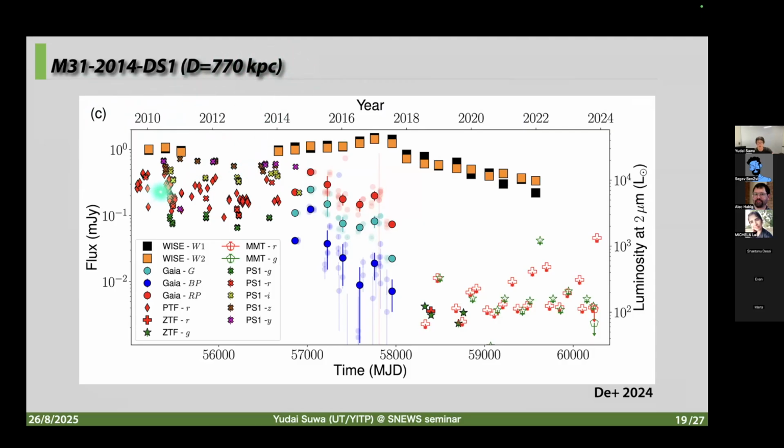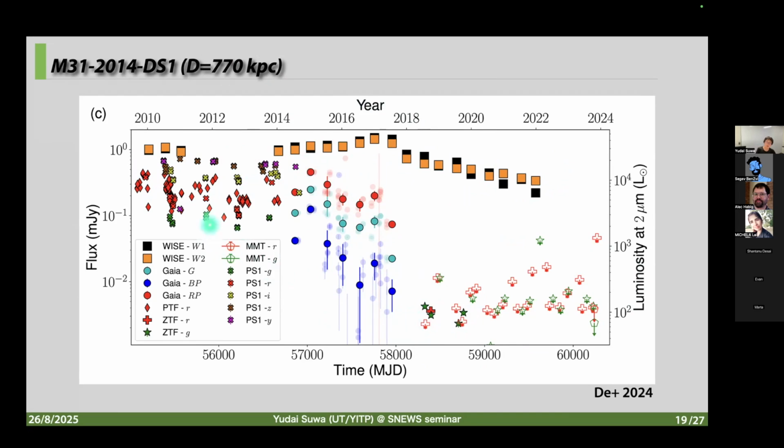And the light curve of this object, this is the infrared light curve. It's almost constant, but at some point it becomes dimmer and dimmer gradually. But when we look at the optical observation, these points, it has a sudden drop here. And after 2018, only upper limits are put. So maybe one single massive star disappeared up to this epoch.